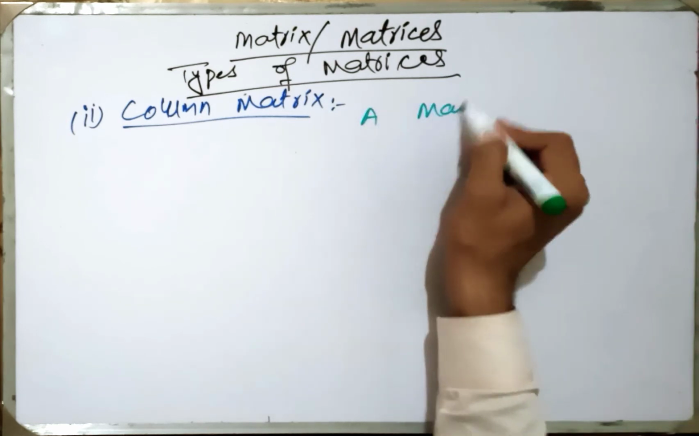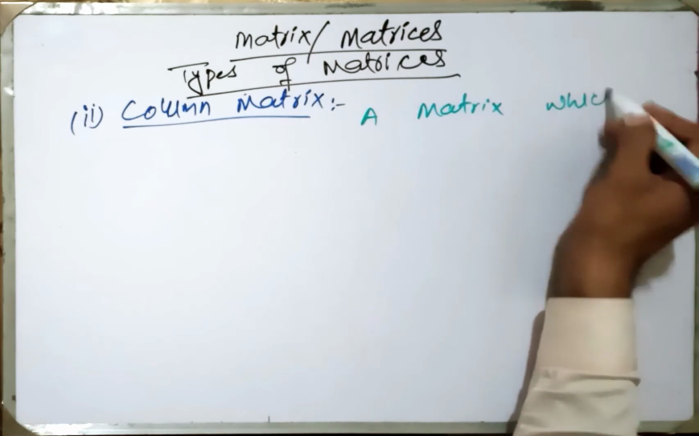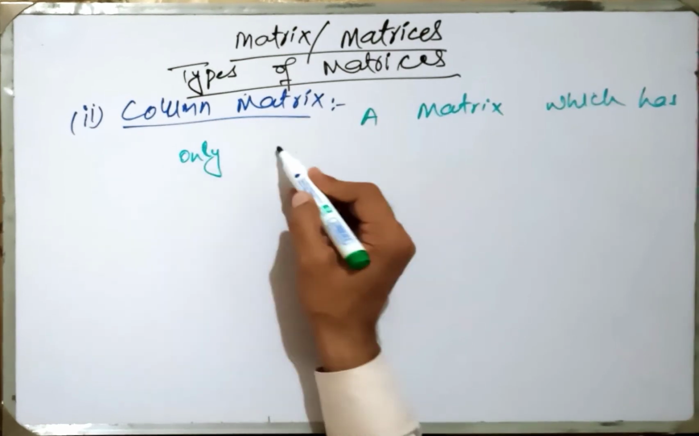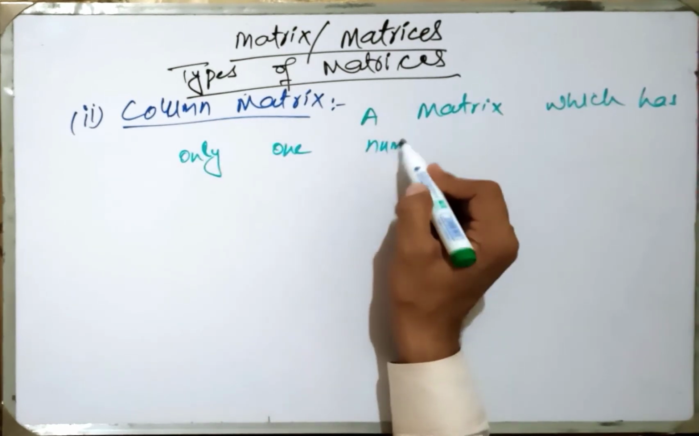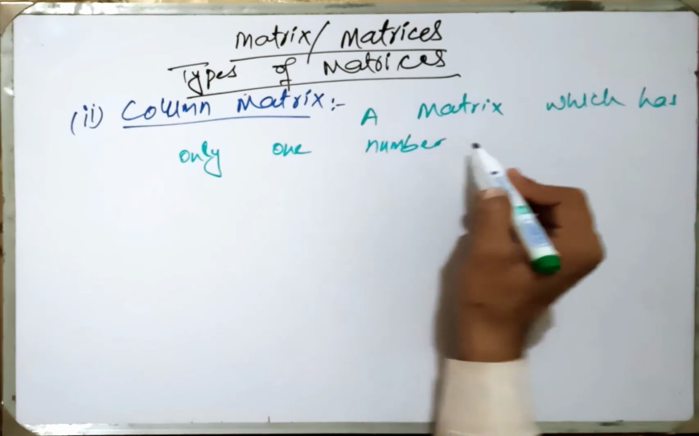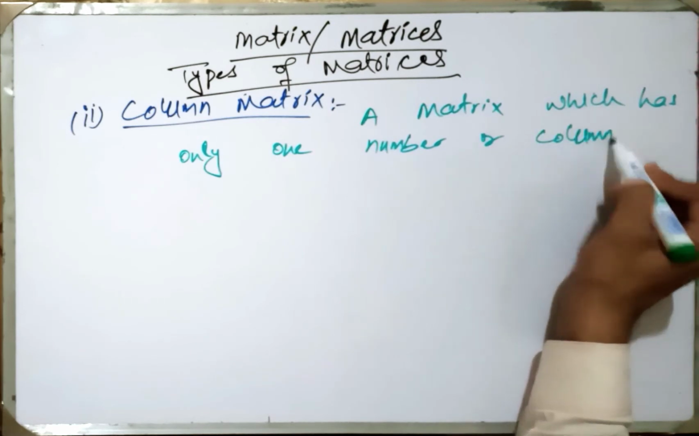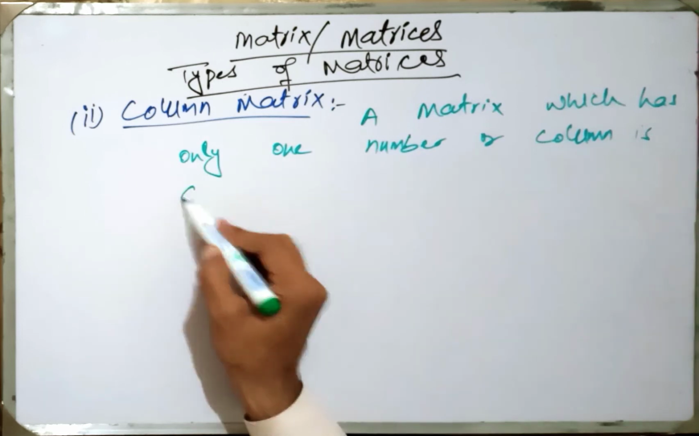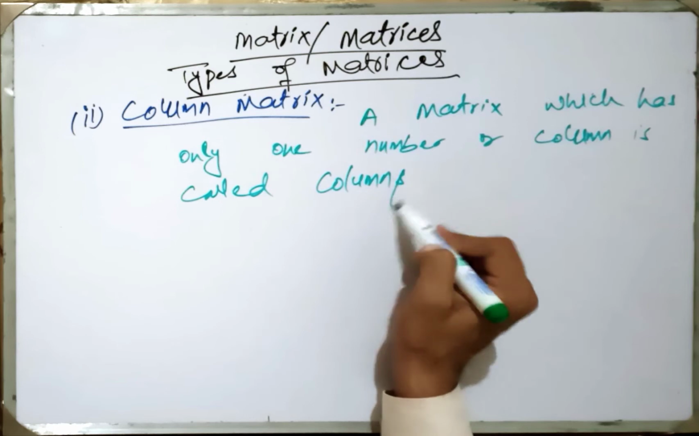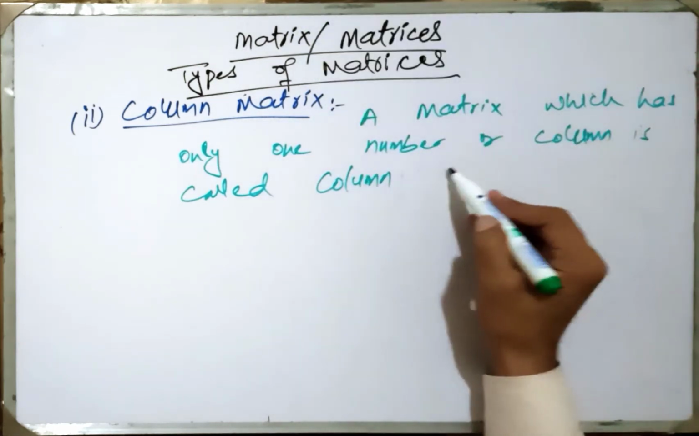A matrix which has only one column is called column matrix.